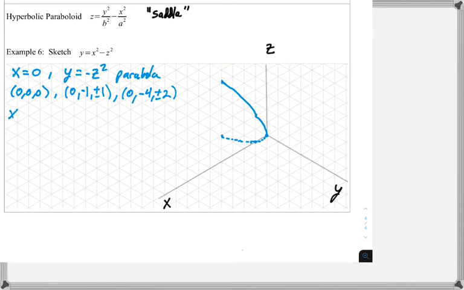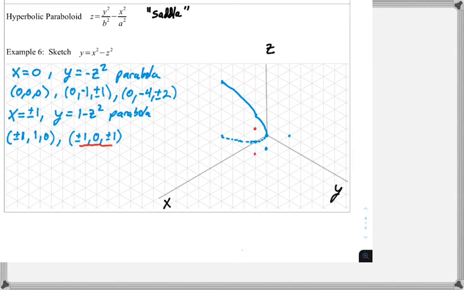All right, let's do another one. Let's do x is equal to plus or minus 1. And so then we have y is equal to 1 minus z squared. And this is also going to be a parabola. So points on this would be plus minus 1, 1, 0. Plus minus 1, 0, plus minus 1. So plot those. Plus minus 1, negative 3, and plus minus 2. Okay, so we got some more of our saddle going on here.